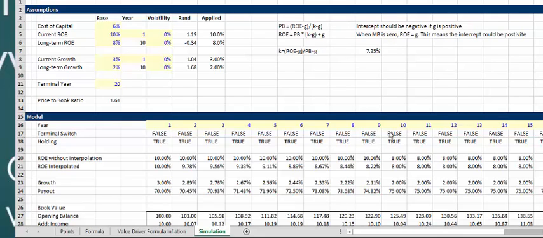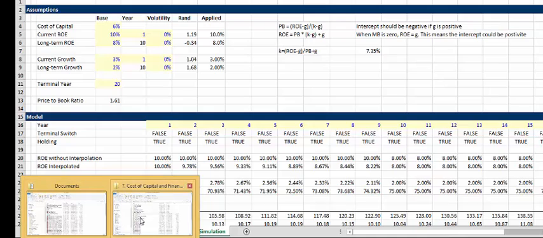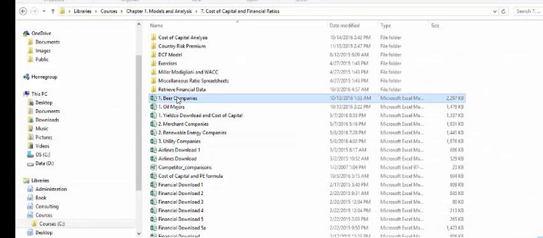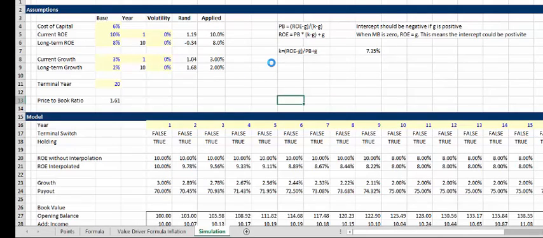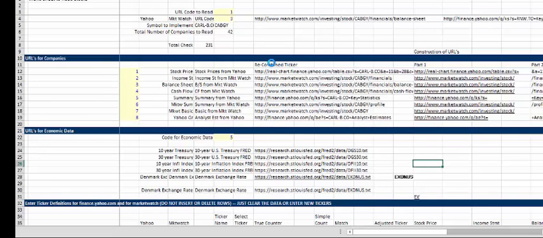This is a second video about market to book ratio. Now in the last video we showed you, and unfortunately I'm going to have to open a file up again, but we went through this kind of cost of capital analysis.